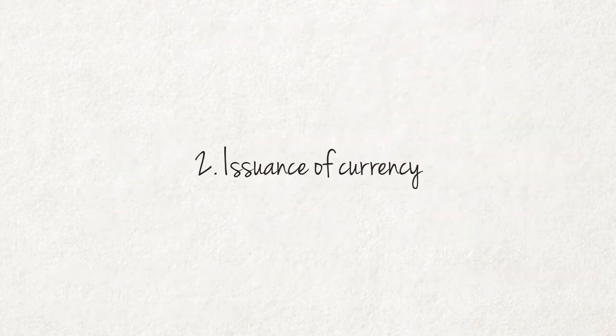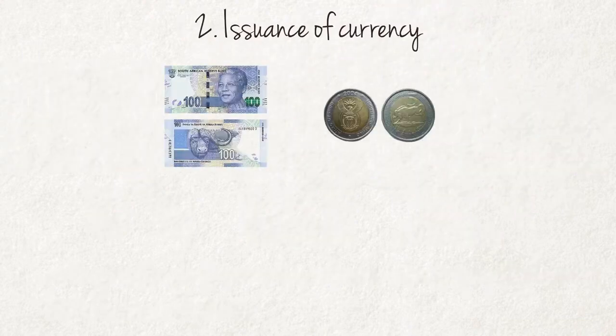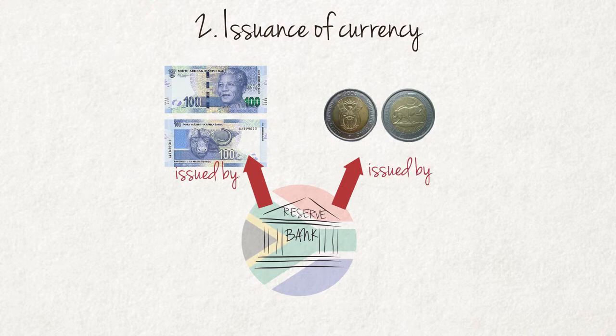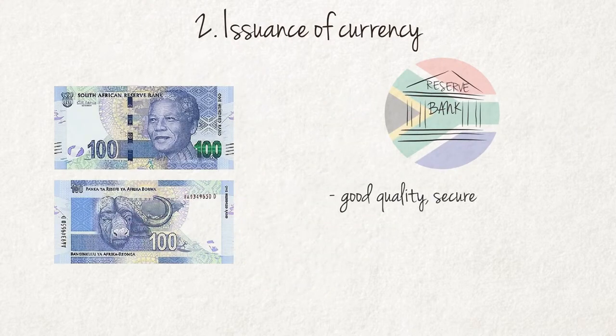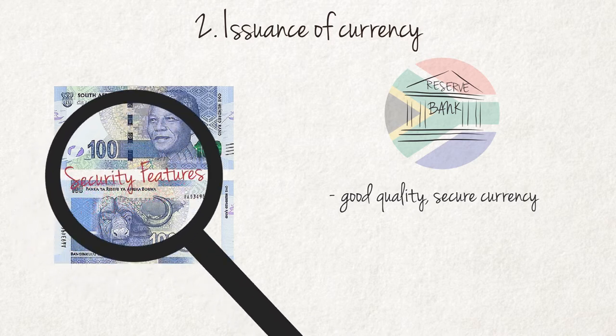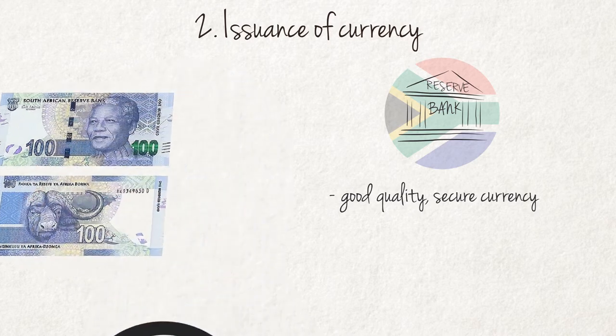Issuance of currency. Currency comprises banknotes and coins used by the public. Banknotes and coins are issued by the South African Reserve Bank and used in transactions by the public. This is an expensive function of the central bank, often not recognized by the public. It is simply assumed that good quality banknotes and coins will be available for commercial transactions. Banknotes are designed and printed with good security features to make forging difficult.